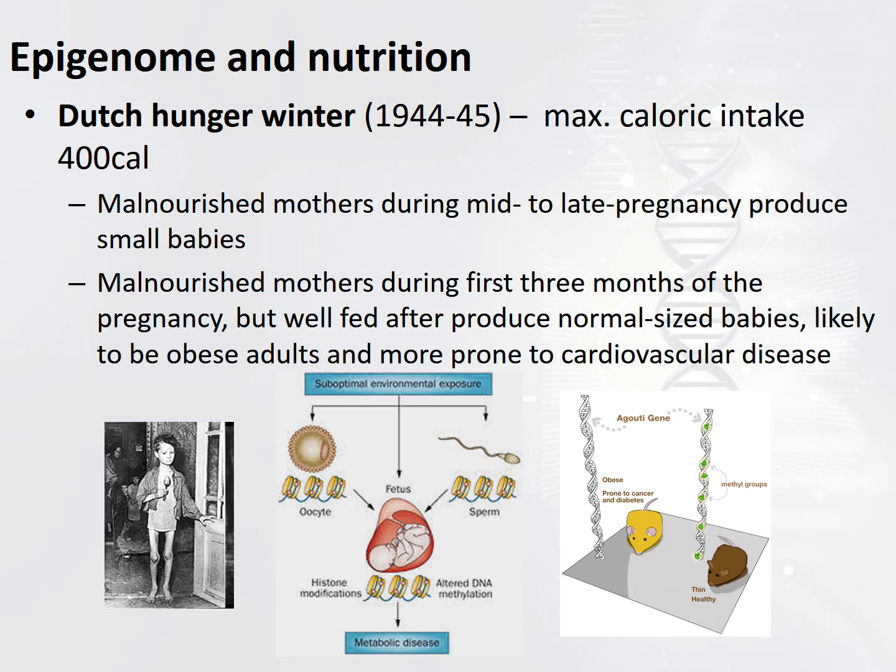and she was one of these Dutch hunger winter children. However, there is the other situation in which the mothers were malnourished during the time of conception or during the first trimester of the pregnancy, and were well fed after. Even though they were well fed during the last 2 trimesters, their babies were normal sized. However, during their adult life, they usually become obese, and they would develop cardiovascular disease with a higher incidence than the normal population.